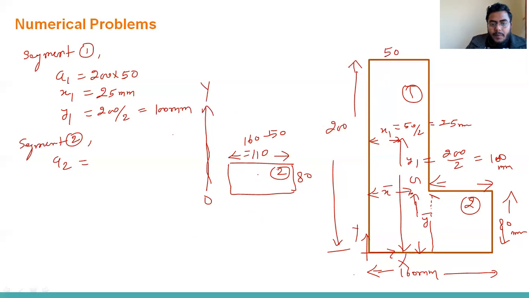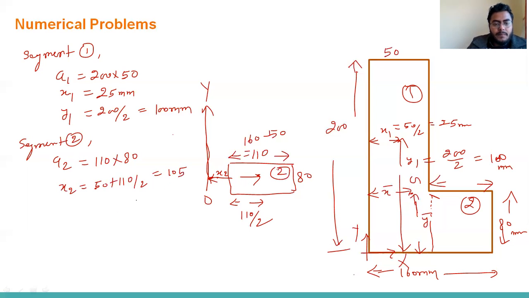The centroid will be here. So this distance will be 110 divided by 2. But we have to calculate x2 from the reference axis. So first calculate the area A2, that is 110 into 80. Now x2, that will be 50 plus 110 divided by 2. This will become 105. Now y2. From this axis, this is the x-axis, y2 will be 80 by 2, means 40 mm.